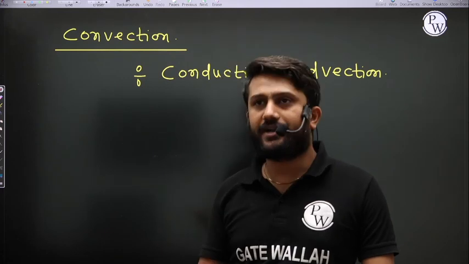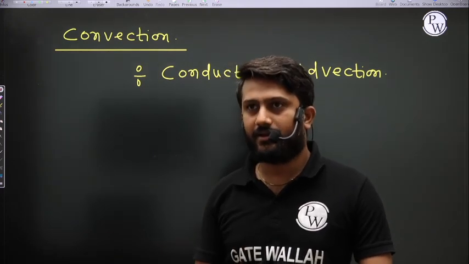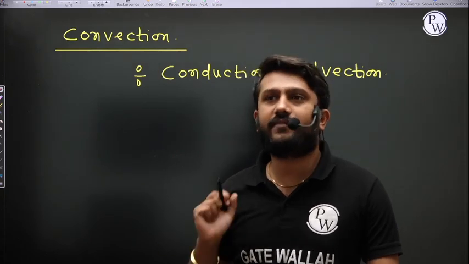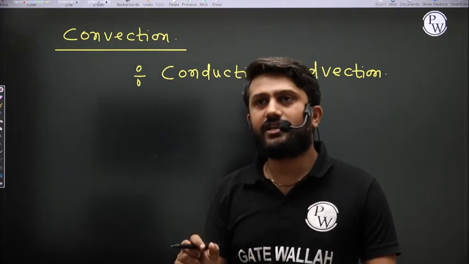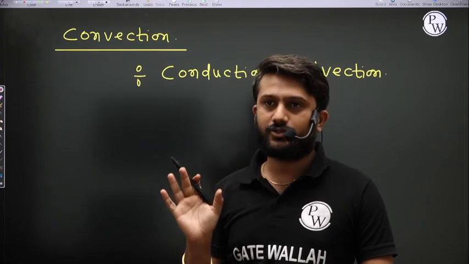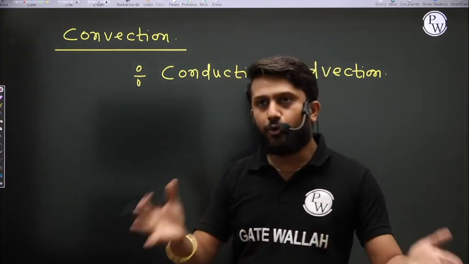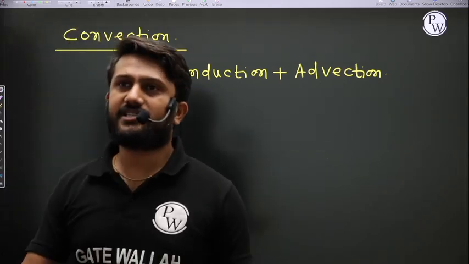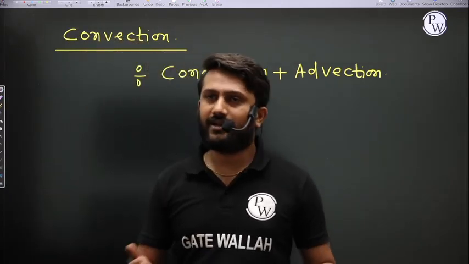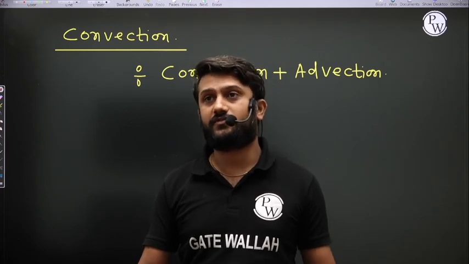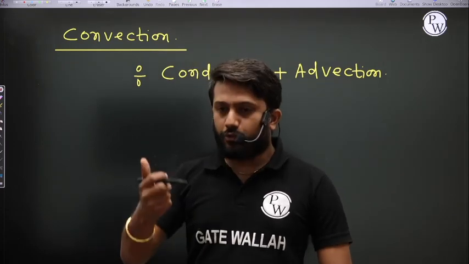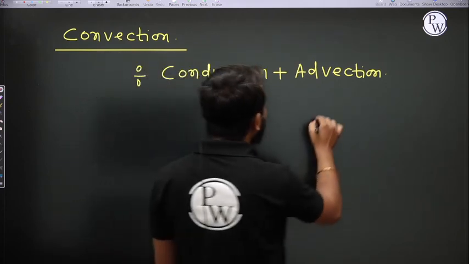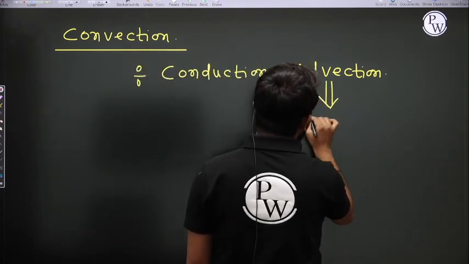If there is no conduction, there is no convection, right? Without conduction, you can't say there is convection. Conduction is required for convection heat transfer. So conduction plus advection both are required for convection heat transfer. If conduction is zero, that is not convection, that is not heat transfer, that is only advection. So the question is, what is advection? Advection means fluid motion.